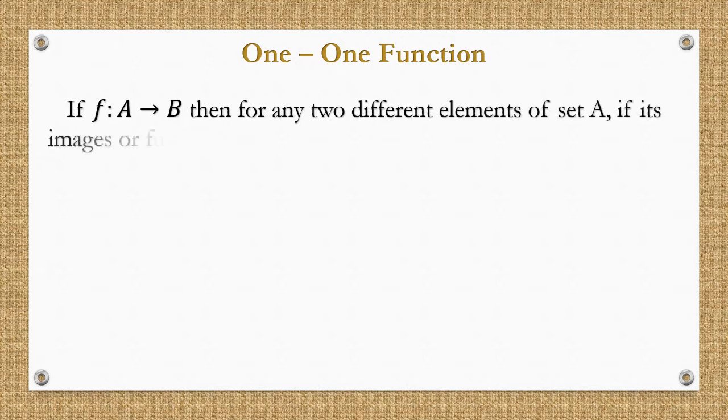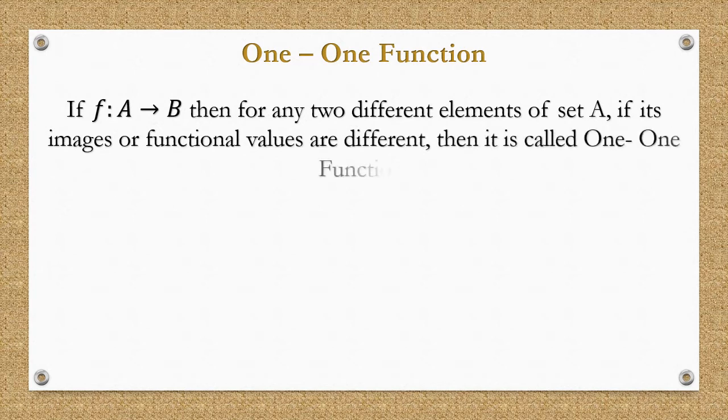Starting with one-one function. As you can see here, the word one itself denotes something that they are connected one by one to each other. If we take f as a function from set A to B, then for any two different elements of set A, if its images or functional values are different, then it is called one-one function. What I mean to say here is that for each and every element of A, if we get different values of images or answers, then we can say that for each value of A we get a unique answer. We can call that one-one function.